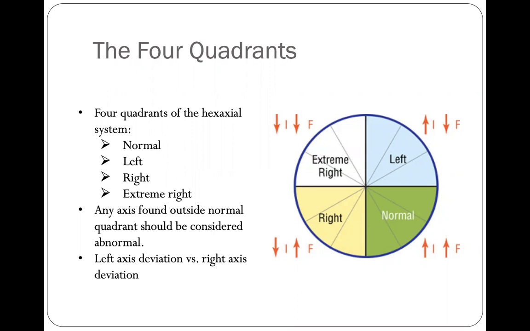Any axis that is not in the normal axis, with one caveat that I'll discuss in just a minute, should be referred to as abnormal. And the way that we discuss that is that if the activity is in the left or in the right or extreme right, we call it a deviation. So we would say if lead 1 is positive and AVF is negative, we would say we have a left axis deviation. If lead 1 is negative and AVF is positive, then we would say we have a right axis deviation.